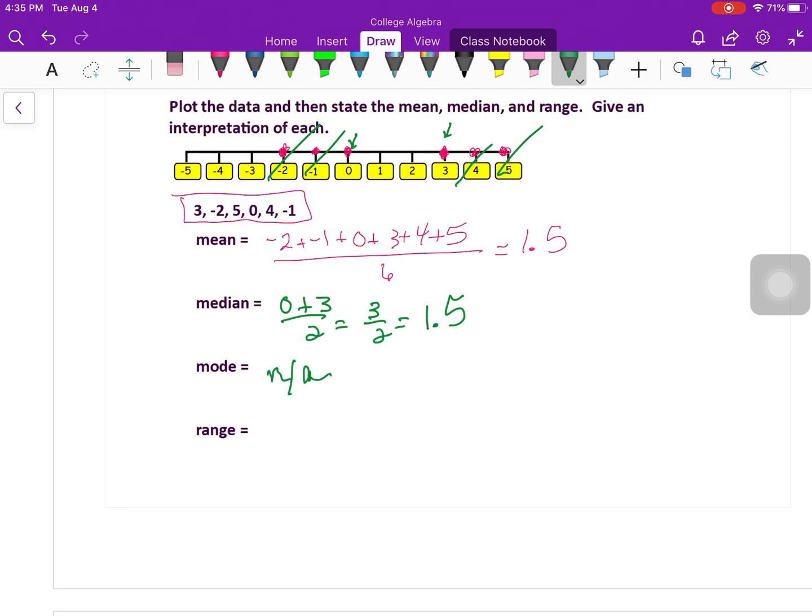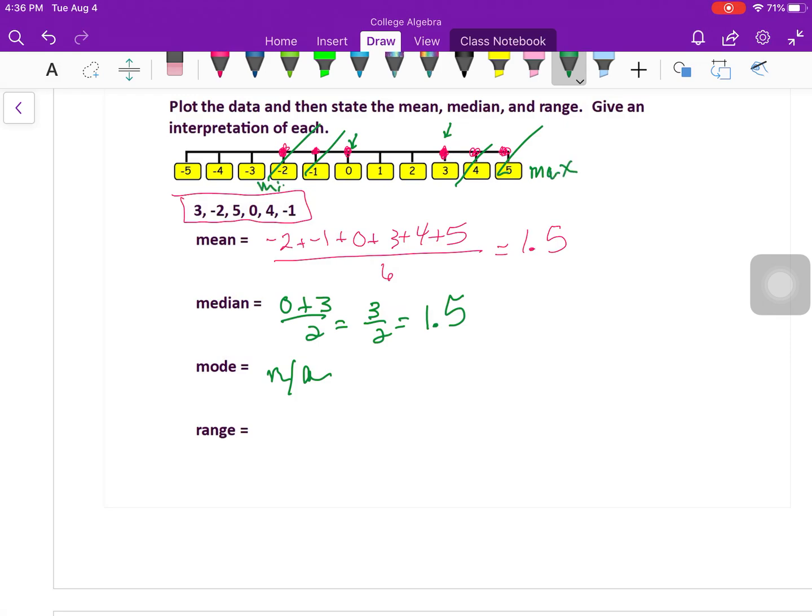Then the mode would be which occurred most frequently. Well, every item occurred once, so there is not a mode. So we're going to write NA for not applicable.